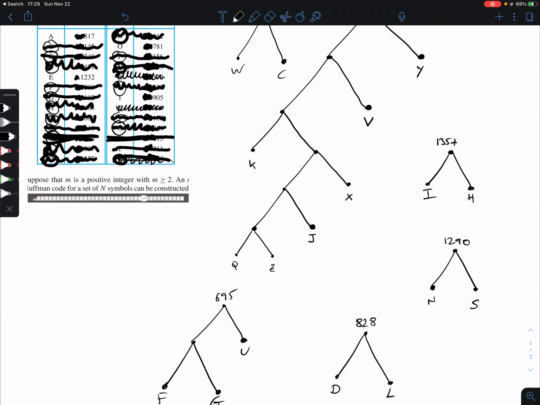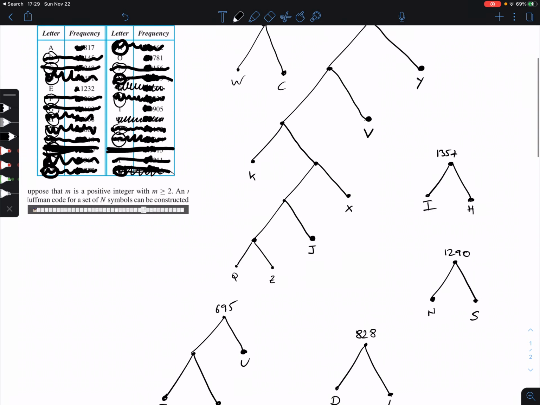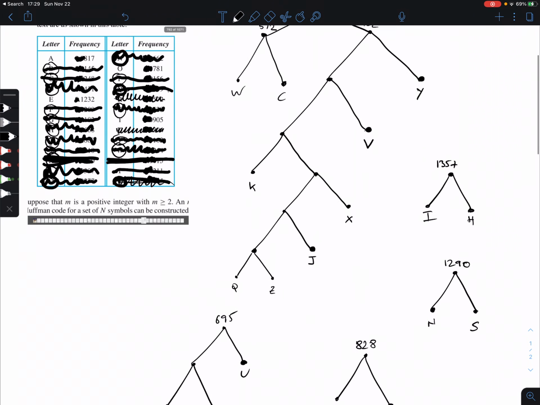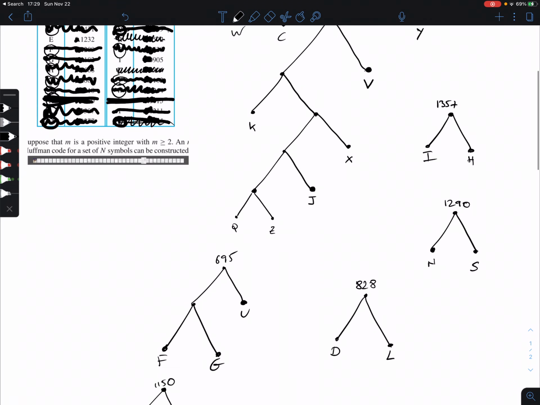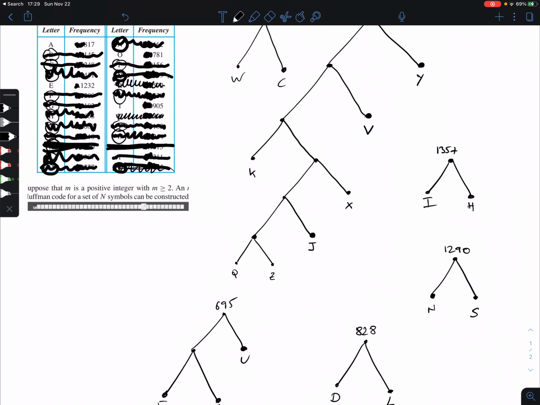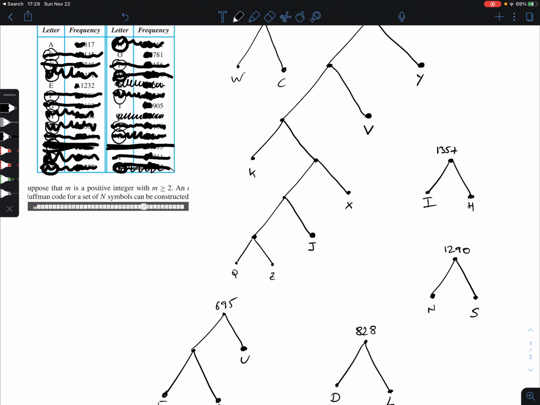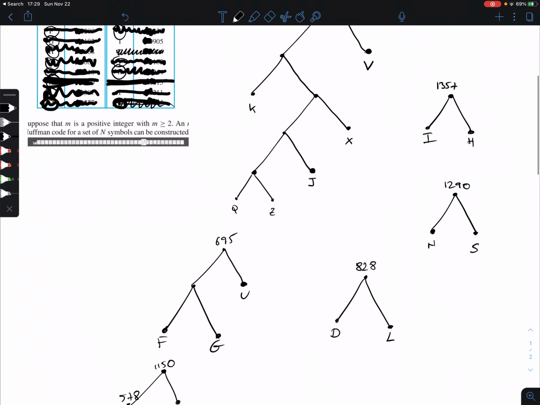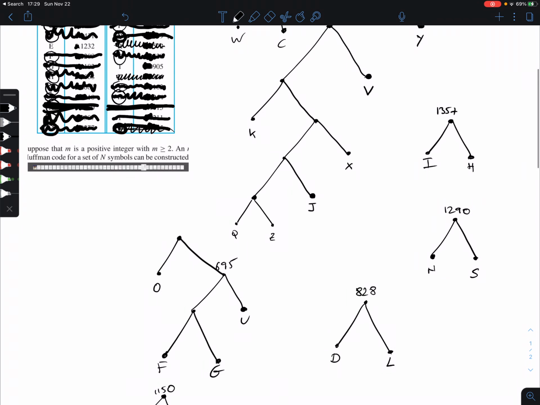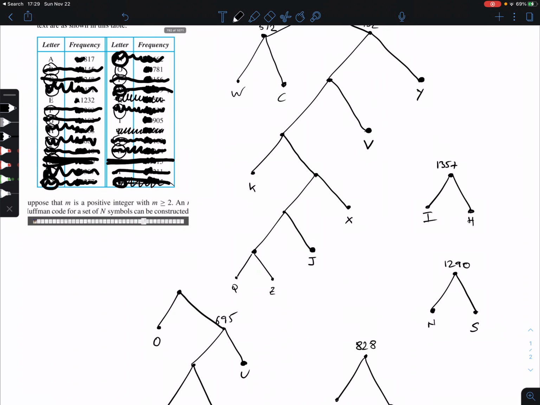So what do we do next? We have a 781, and what do we have in trees? We have a 944, 695. I think we have to combine this tree with the letter O. So the letter O here has 781, which is actually more. So O will actually be on this side, and then you have 695 plus the frequency of O, 781, 1475, 1476, sorry.